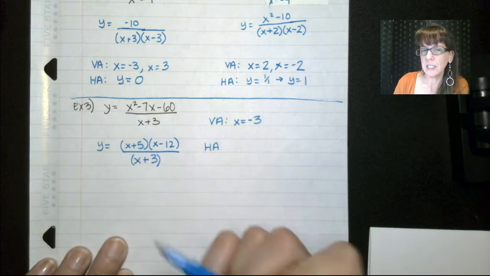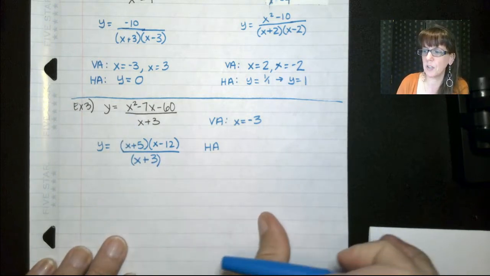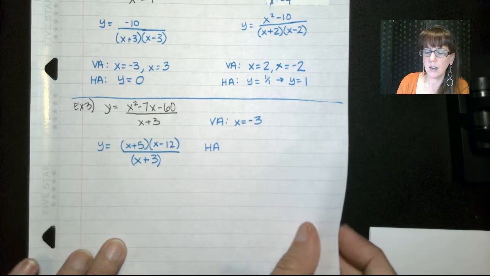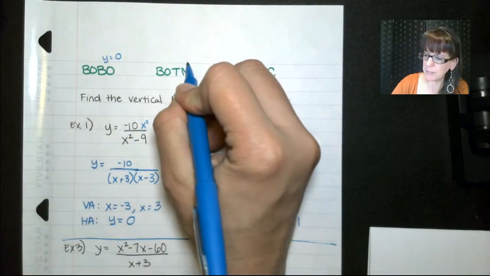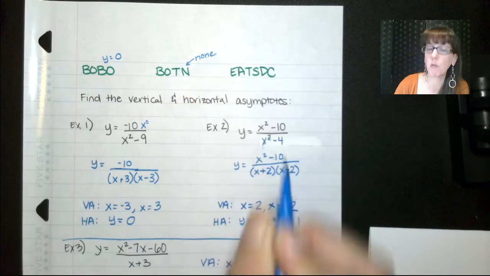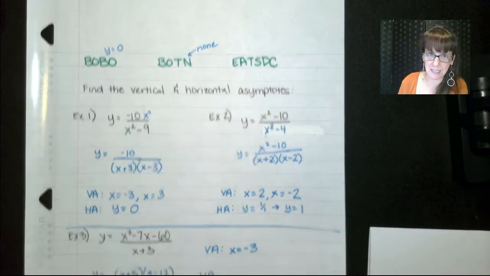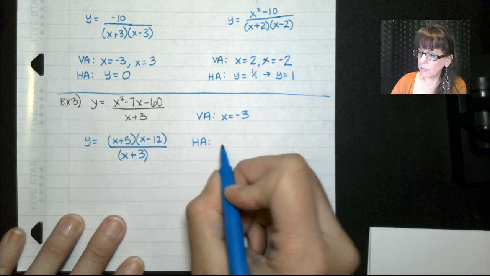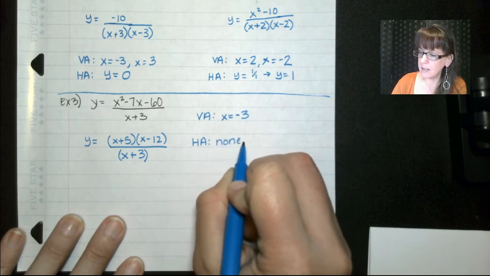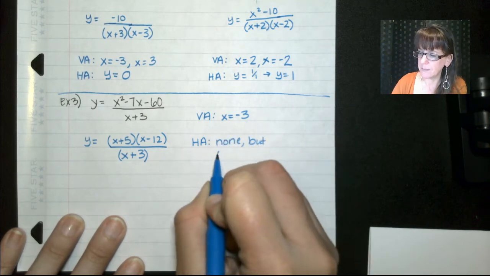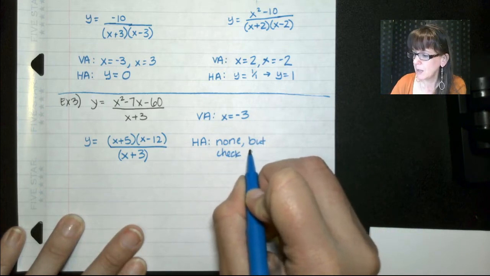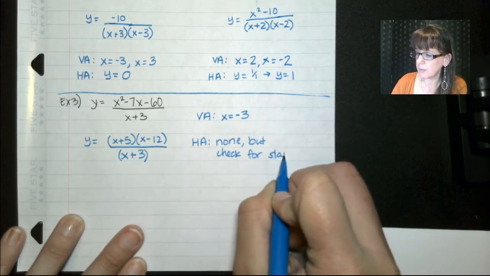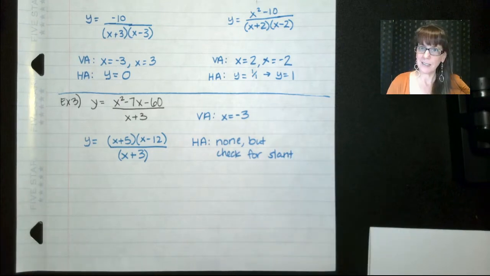But you'll see that the exponent is larger on top. So bigger on top. This guy right here means none, but check for a slant or oblique asymptote. So for a horizontal asymptote, none, but check for slant. Now, this one happens to have a slant, but we'll talk about that in another video. So check for slant. So this one, like I said, happens to have one, but we'll talk about how to find those in a different video.